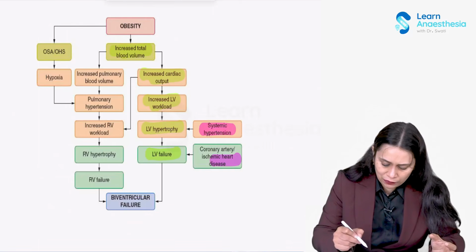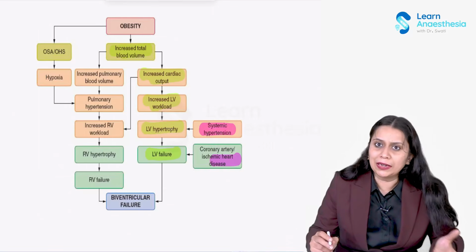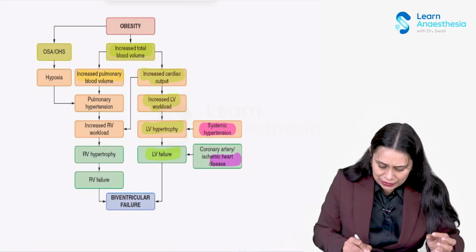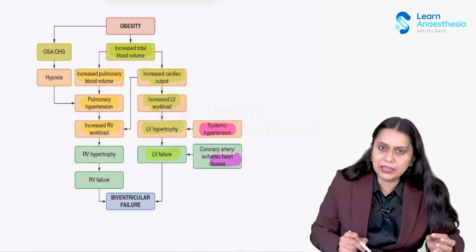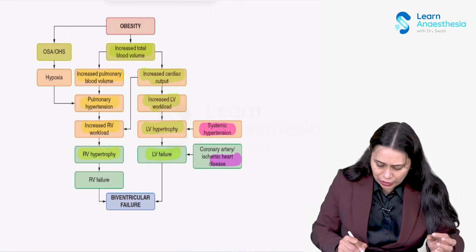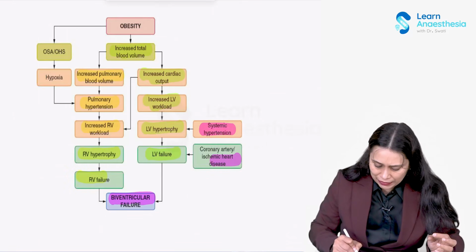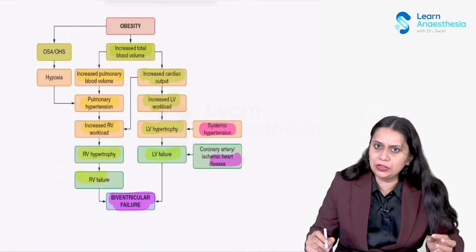Okay, and what will happen to the right side of the heart? There would be increased pulmonary blood volume. So, pulmonary hypertension, increased right ventricular workload. So right ventricular hypertrophy and right ventricular failure. So there would be biventricular failure, which can be seen in obesity.